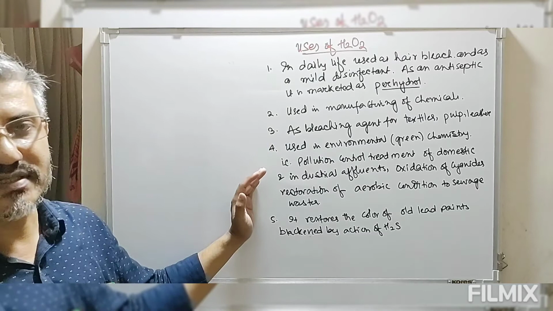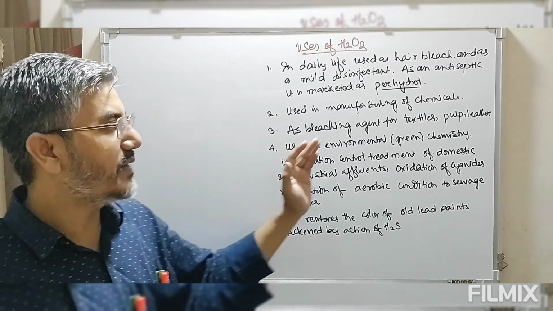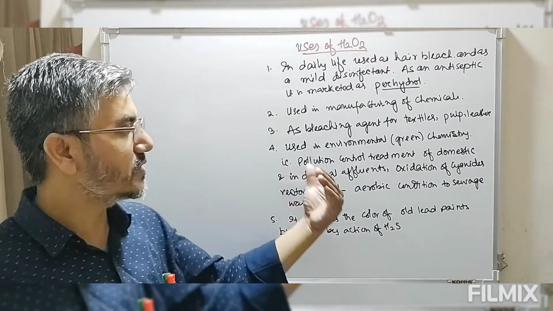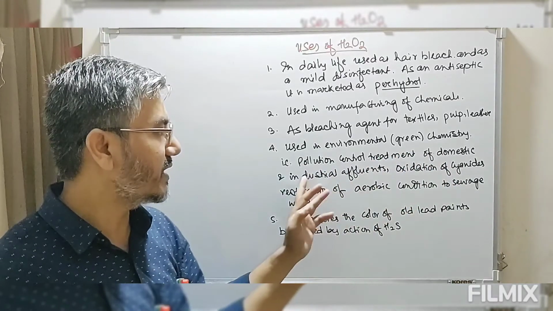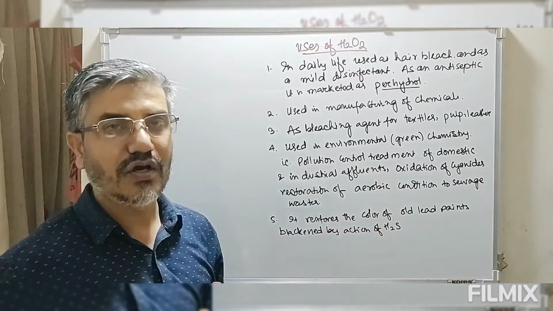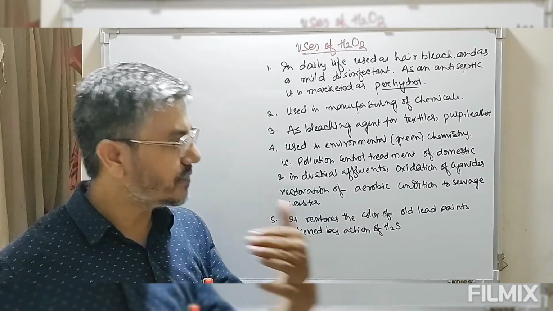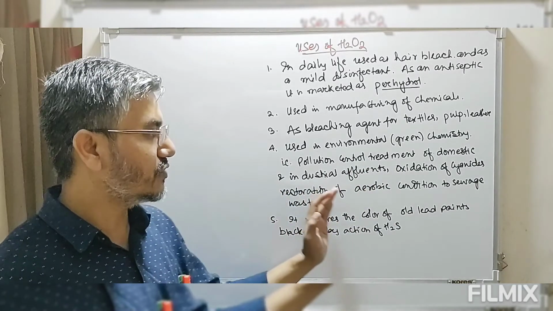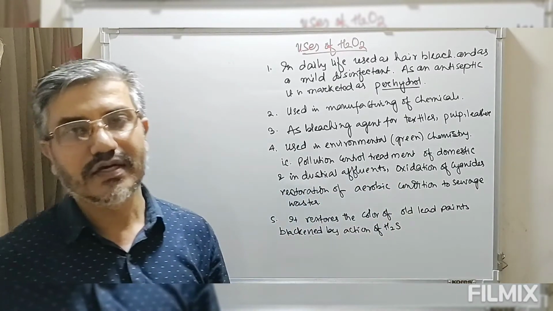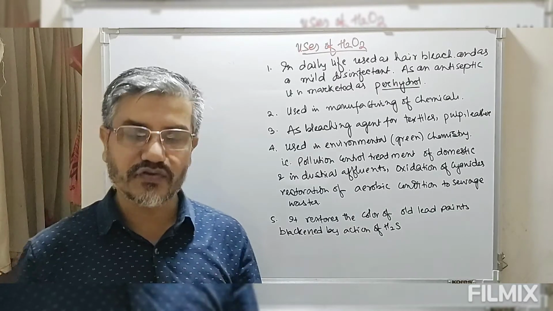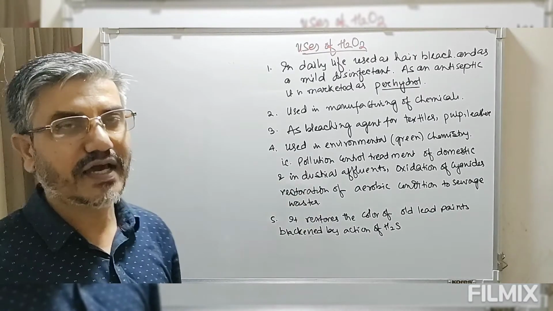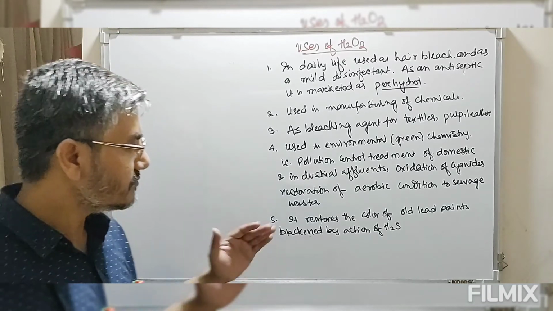And the most important, this is used in environmental chemistry, that is green chemistry, for pollution control, treatment of domestic and industrial effluents, means for treatment of wastes. Oxidation of cyanides, restoration of aerobic conditions to sewage wash. So for cleaning up sewage or waste treatment, we use hydrogen peroxide.